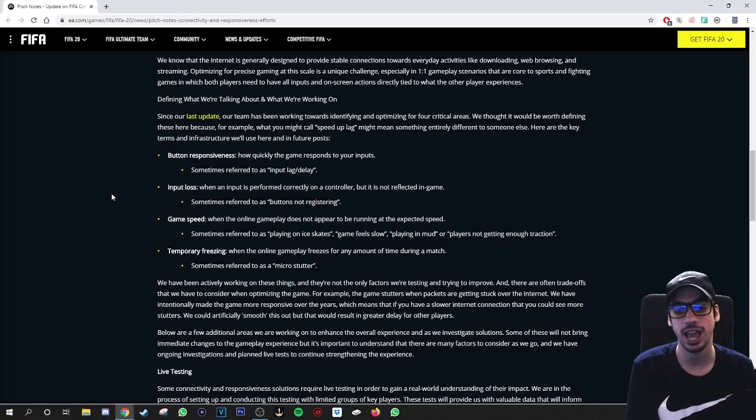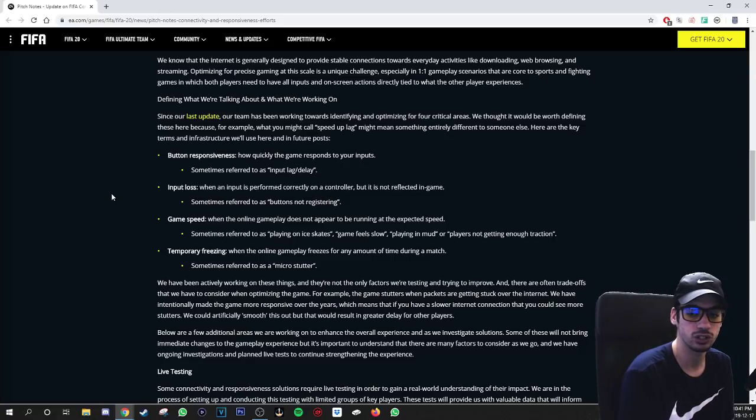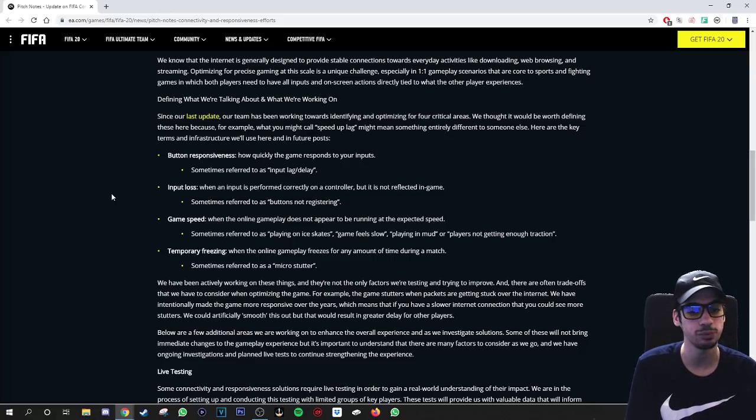We have been actively working on these things, and they're not the only factors we're testing and trying to improve. There are often trade-offs that we have to consider when optimizing the game. For example, the game stutters when packets are getting stuck over the internet. We have intentionally made the game more responsive over the years, which means that if you have a slower internet connection, you could see more stutters. We could artificially smooth this out, but that would result in greater delay for other players.